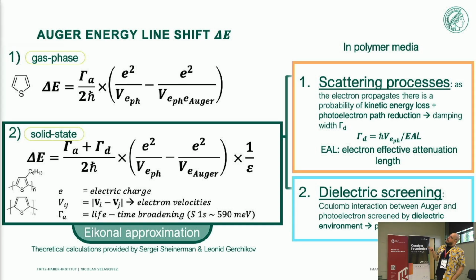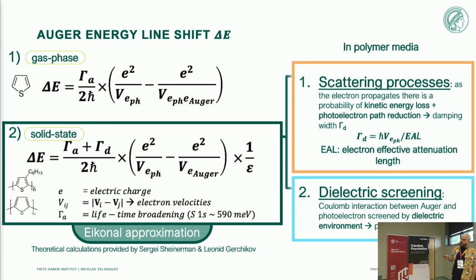And this eikonal approximation says that for the gas phase molecule, delta E, so the Auger energy line shift, is going to be given by the natural lifetime broadening, which is about 0.59 electron volt for sulfur, by the electric charge, and by the photoelectron and the Auger electron velocities. And this term here is to take into account the interaction between the two outgoing electrons. But on the other hand, if you want to apply this eikonal approximation to the solid state case, we need to take into account these two contributions.